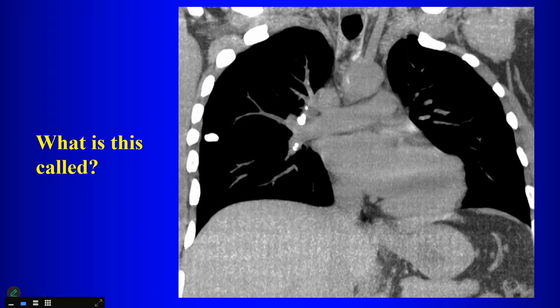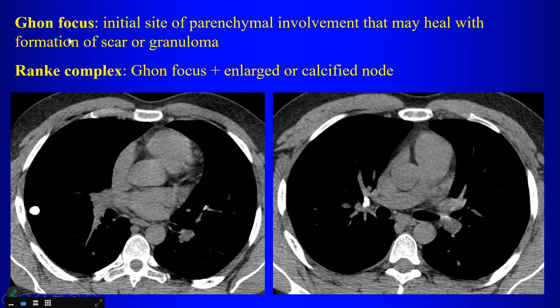What am I showing you here? There's a term that we use that can put together the findings that we have here. First, what are the findings that we have? We have calcified lymph nodes, and we have a calcified nodule, a calcified granuloma. Put that together, we get what? What do we call this? Rankin complex, right.